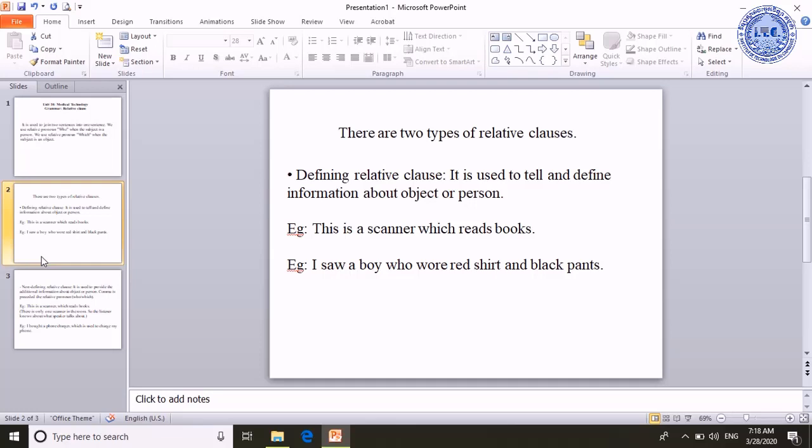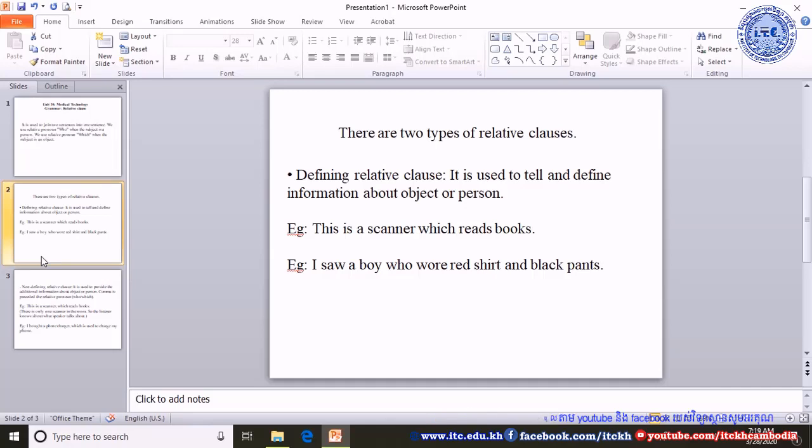or that person. For example, one, this is a scanner which reads book. In this example, it means that in this room there are several scanners. So that's why the speaker has to mention clearly, like this is the scanner which reads book. So when the speaker mentions clearly, like the scanner used only for reading book, the listener will notice and identify that scanner.